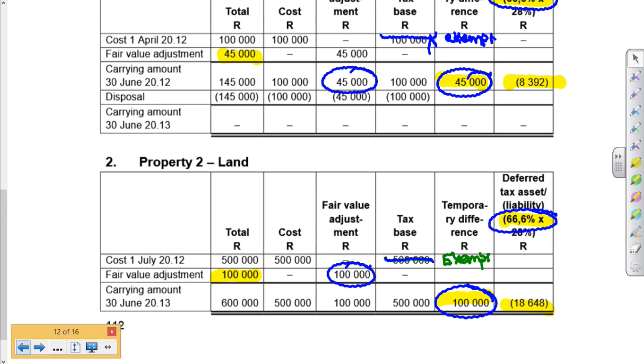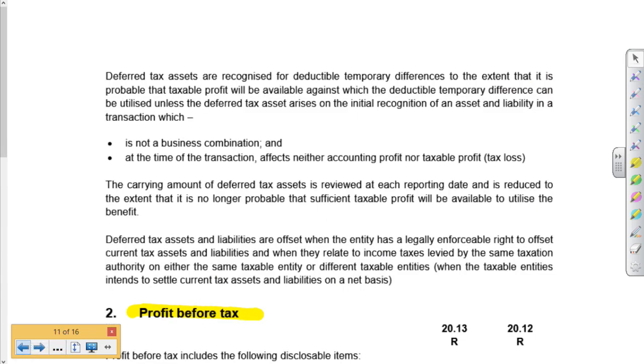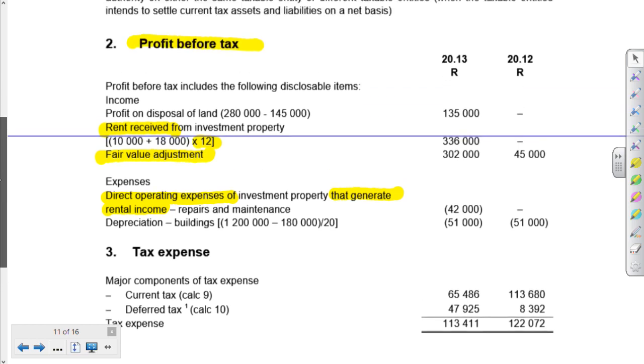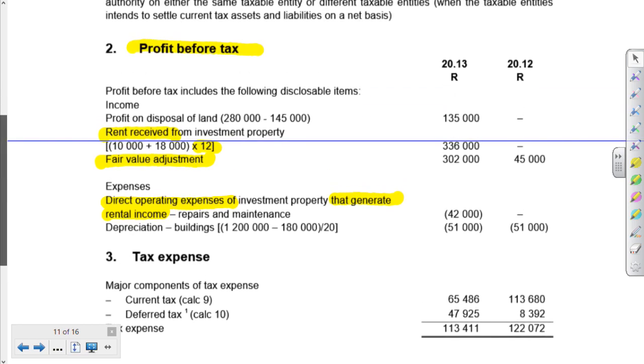I wanted to just also touch on this additional disclosure for investment properties, and that's the profit before tax note. In the profit before tax note, you must show your rent received and your fair value adjustments, but that's something that you probably would already know to do from second year. Any rental income needs to be disclosed, and any fair value adjustments on your investment property need to be disclosed in your profit before tax note.